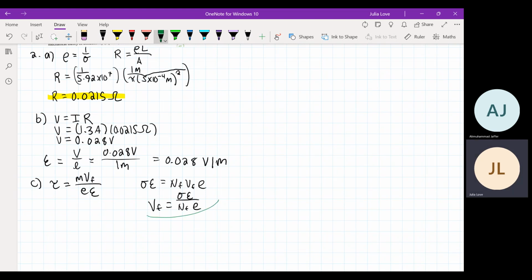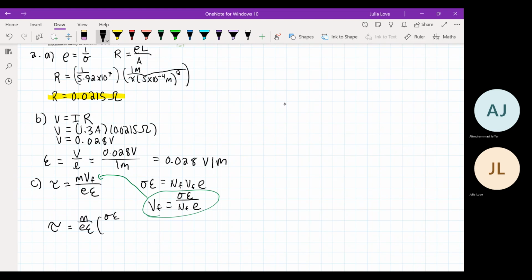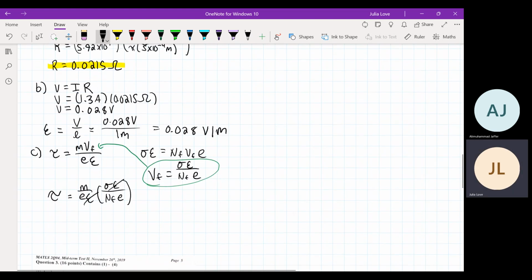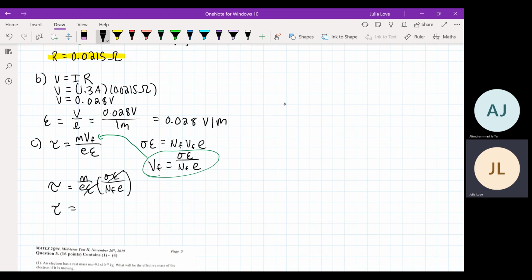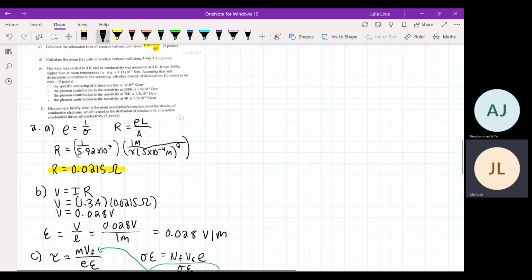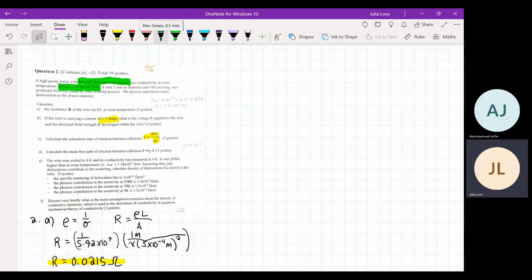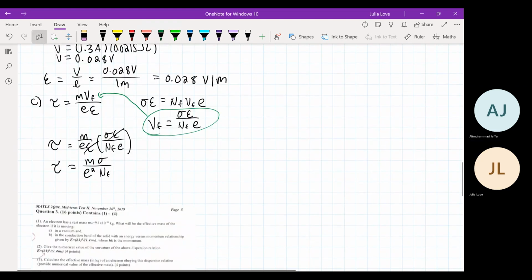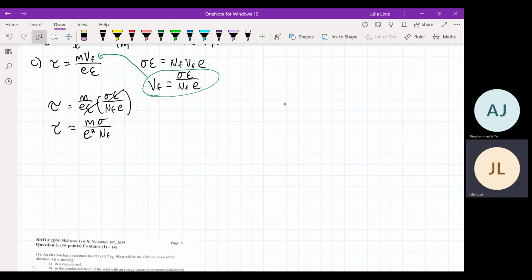So if we take this here and plug it back into this equation for the relaxation time, we can cancel those terms, and we're left with a formula in total of mass times conductivity over the electron charge, as well as the number of electrons in that given amount of volume, which we were given at the top here, this 8.5 that I've already highlighted in green. So taking those, we can plug in and solve for the relaxation time.